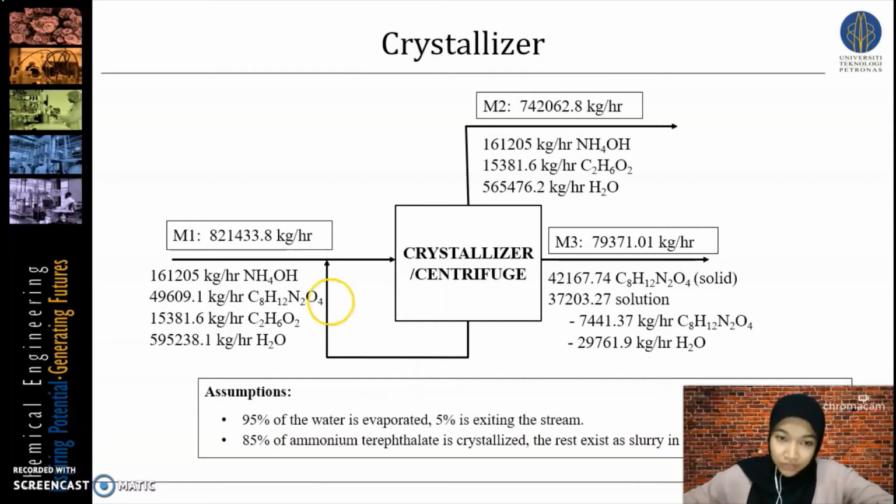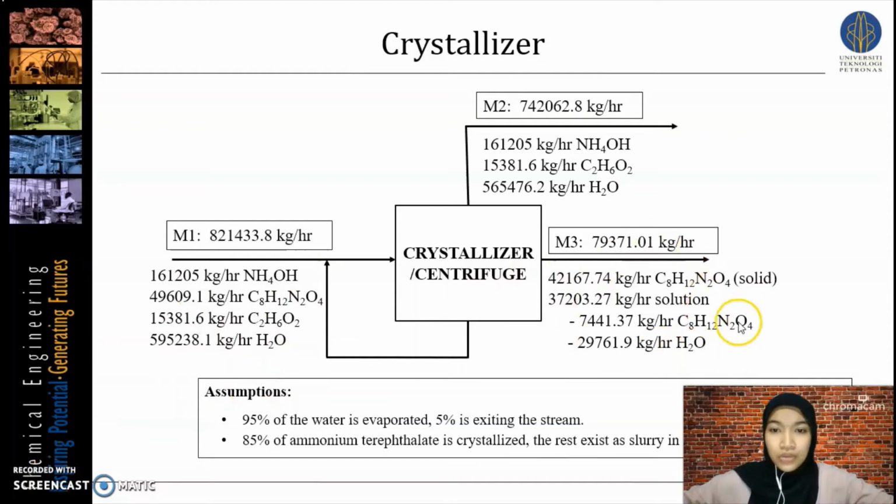So we assume that 95% of the water from the inlet stream will be evaporated, while 5% of the water will exit the stream as slurry. We also assume that 85% of diammonium terephthalate is crystallized, while the rest of the diammonium terephthalate will be in the slurry, in the solution. From the assumptions, we can calculate the amount of each component in the outlet stream. After some calculations, this is the final amount. The components that do not exit in this stream will be evaporated at the top of this crystallizer, which later on will be transferred to the separation unit for further separation.